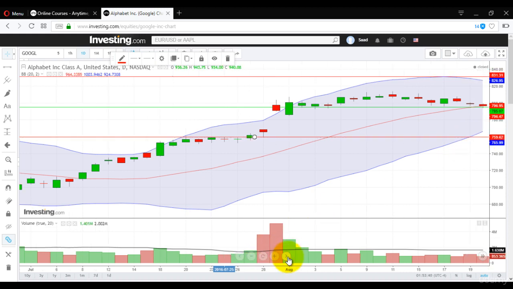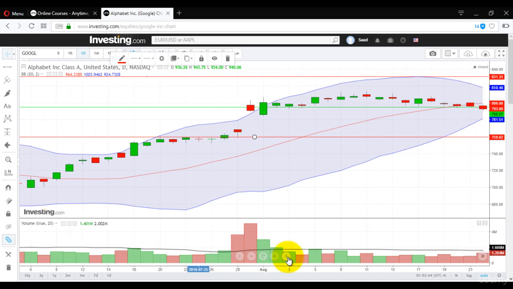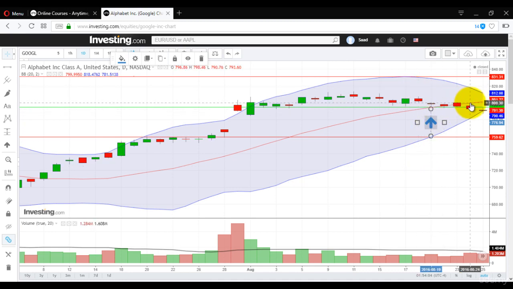Now another day passes, it stays there. Another day passes, it stays there. It falls below our line, again falls below our line. Now as you can see, the Bollinger Band has really contracted. Now, the trade that we made was on this day. But now the Bollinger Band has really contracted.